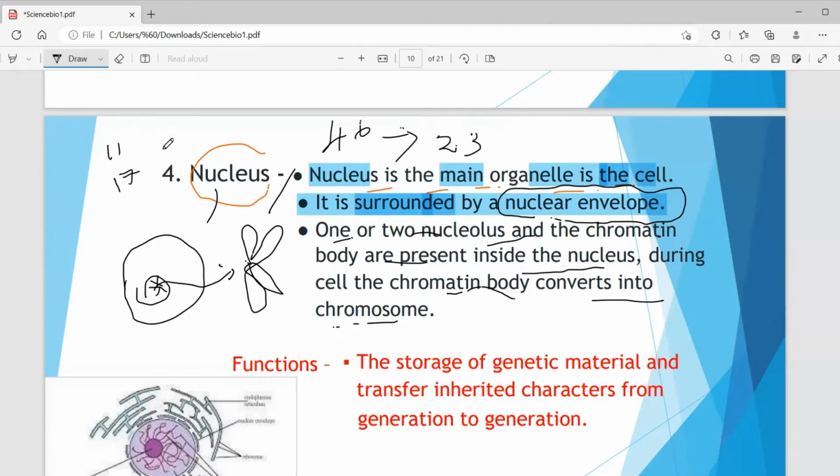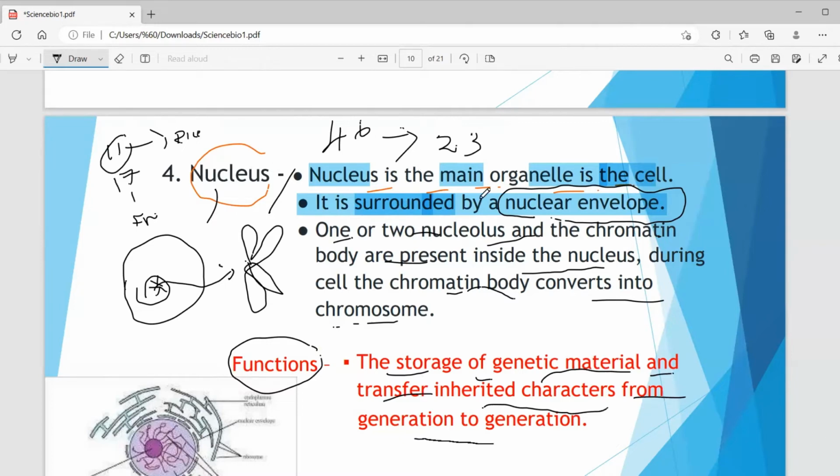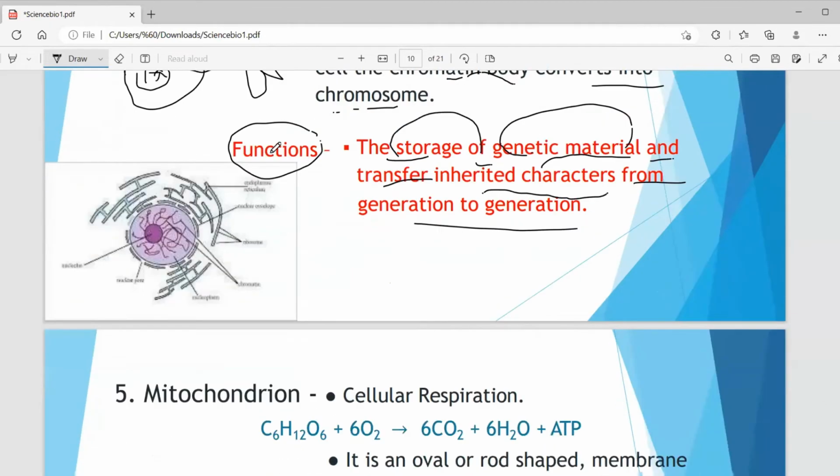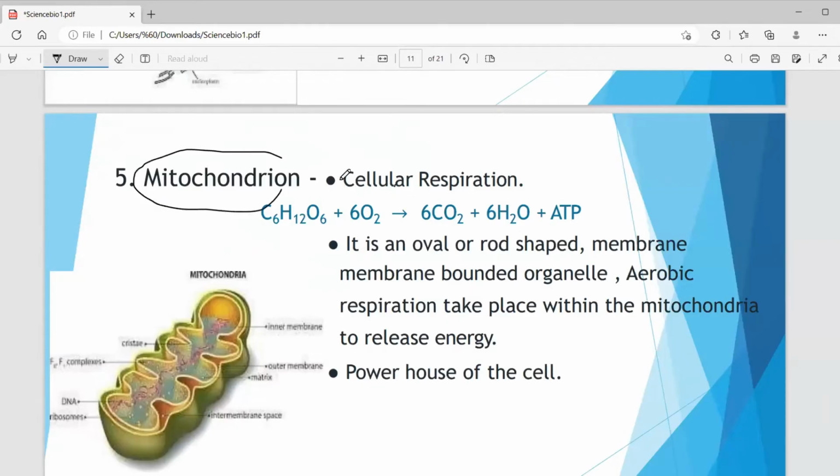You have to mark this is a rice plant. This is a fruit fly. So what is the function of the nucleus? The storage of genetic materials and the transfer of inherited characters from generation to generation. It is very important for storing the genetic materials and transferring the inherited characters from generation to generation.